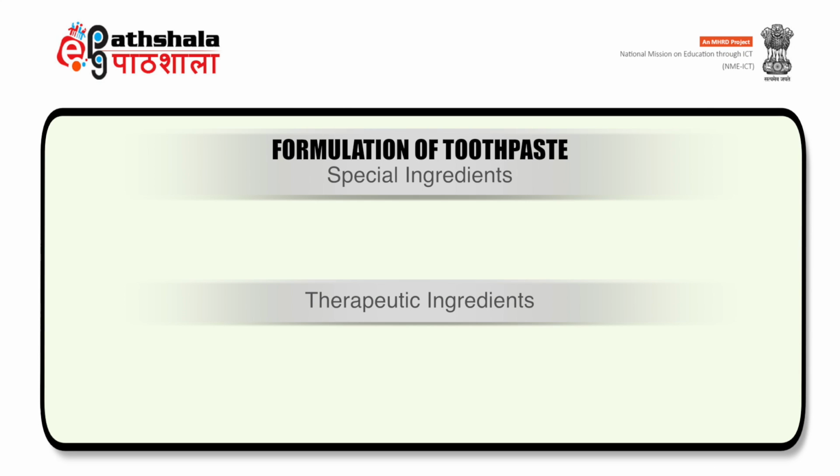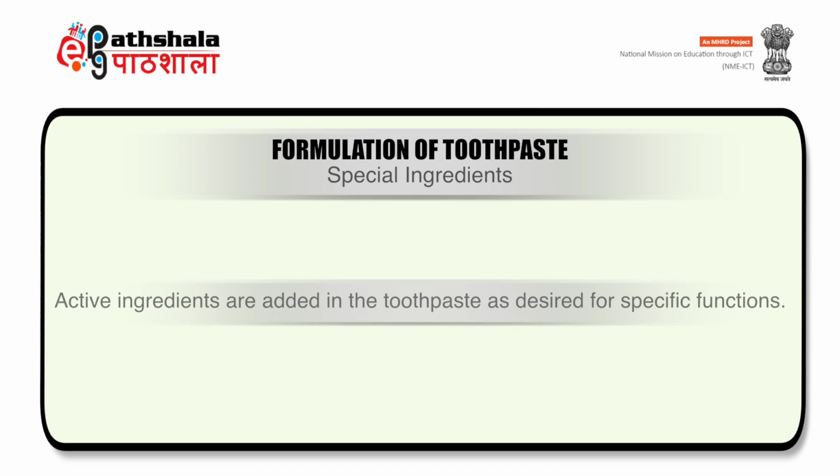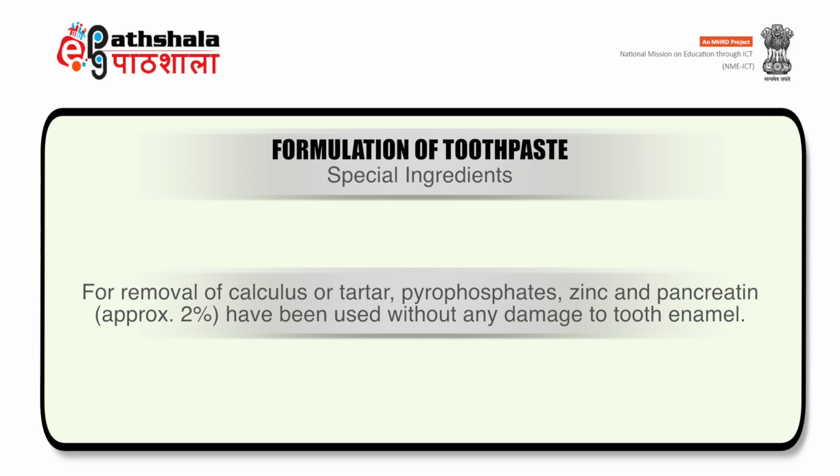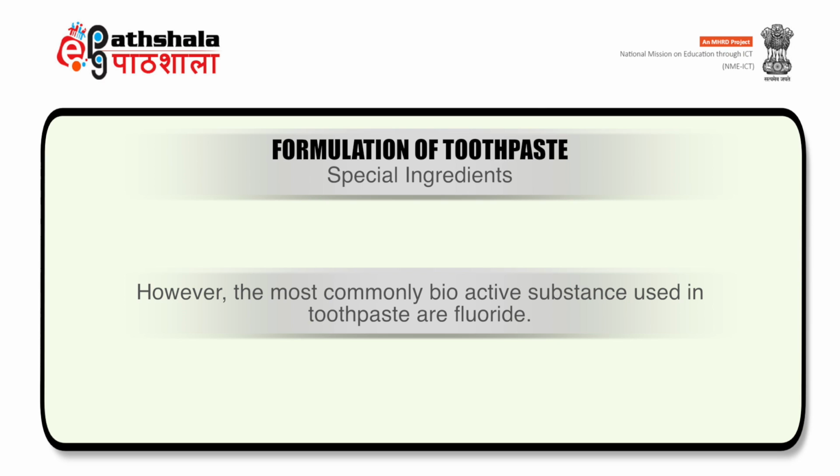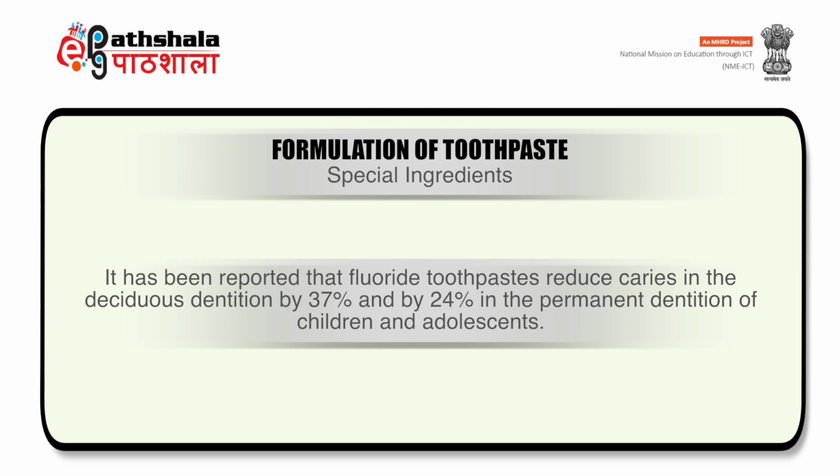Coming to the therapeutic ingredients used in the toothpaste. The bioactive ingredients which are used in toothpaste are added in the toothpaste as desired for specific functions. For removal of calculus or tartar, pyrophosphate, zinc and pancreatin are used. However, the most commonly used bioactive substances in toothpaste are fluorides. Fluorides have been reported to reduce caries by 37% in children and by 24% in adults.